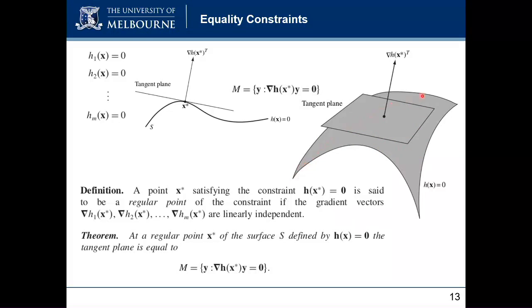So if this is your surface determined by the set of equality constraints, then at any point x star, I can define a tangent plane by using the gradient of the constraints. Again, not the gradient of the objective. That will make me define this tangent plane, or tangent hyperplane if you do it in n dimensions. If it's two-dimensional, the tangent plane is one less, it's a line.